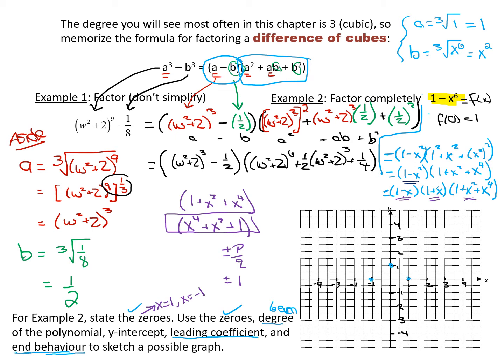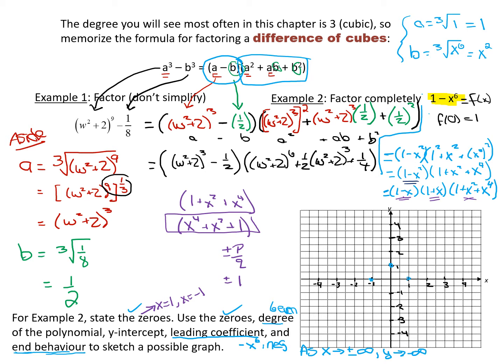Our leading coefficient is what's in front of our highest degree term. Here we have negative x to the power of 6, so our leading coefficient is negative. That means it's going to open down, and our end behavior is going to be as x approaches positive or negative infinity, it's like a parabola opening down, our y's are approaching negative infinity. So both ends are going down.